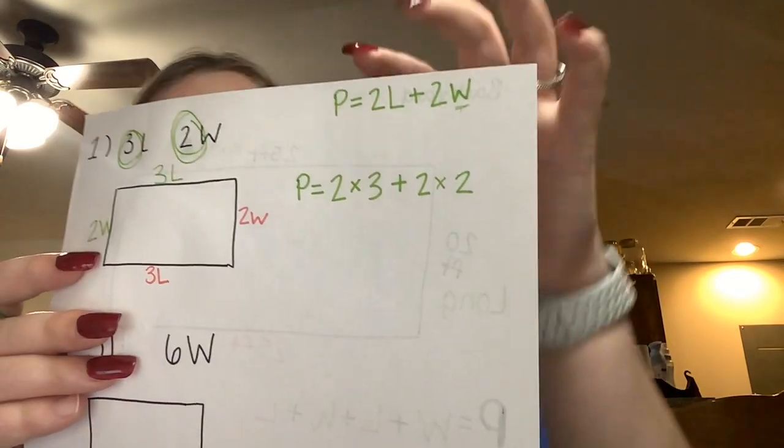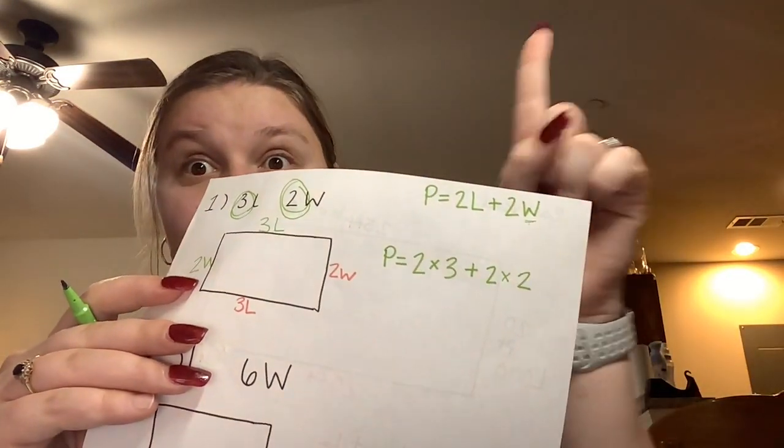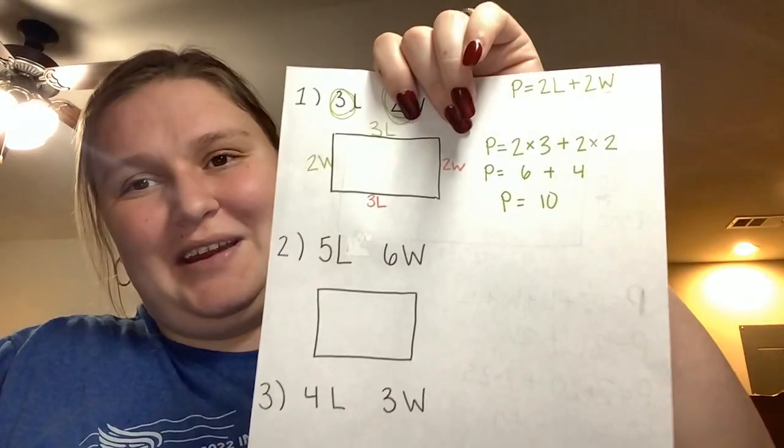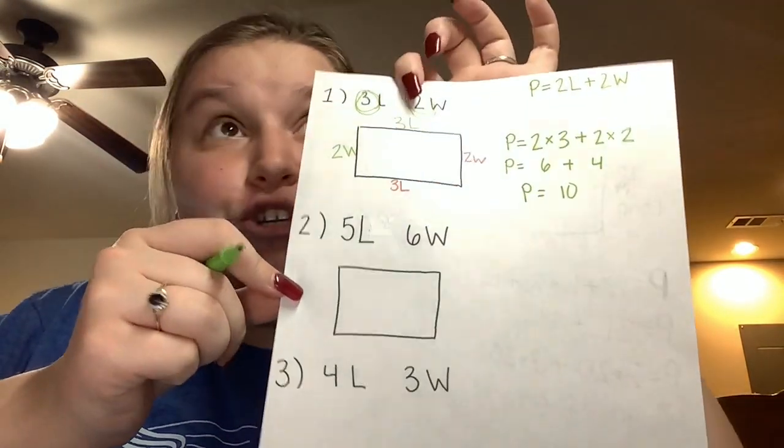Okay, I want y'all to try. Let's do step 1. Everybody do step 1 by yourself, which is just the multiplication. So P equals, what is 2 times 3? 6, plus 2 times 2? 4. Very good. Now what is 6 plus 4? 10. Great job, everybody.